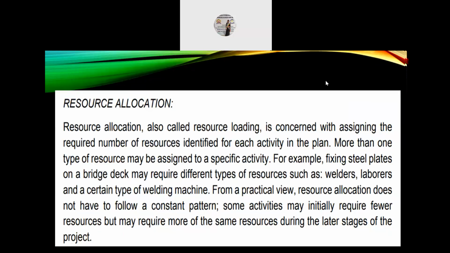Resource allocation. Resource allocation, also called resource loading, is concerned with assigning the required number of resources identified for each activity in the plan. More than one type of resource may be assigned to a specific activity. For example, fixing steel plates on a bridge deck may require different types of resources such as welders, laborers, and a certain type of welding machine.